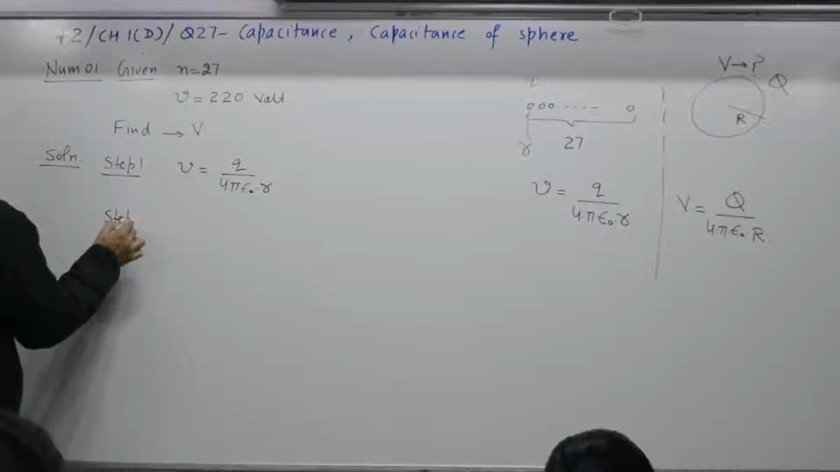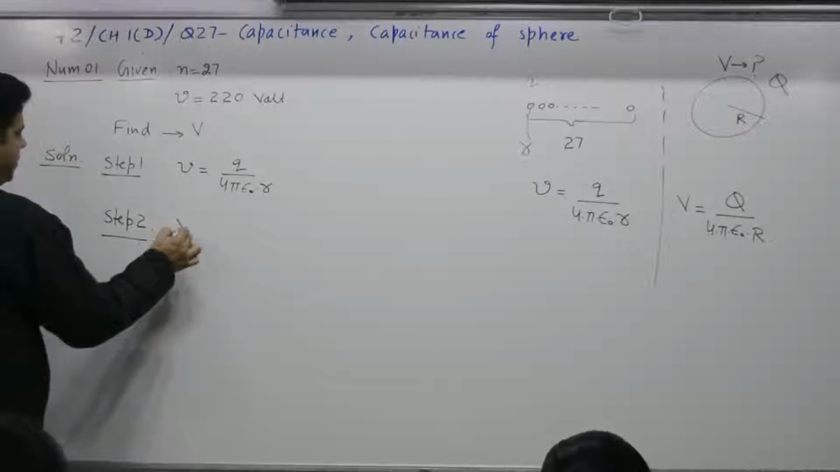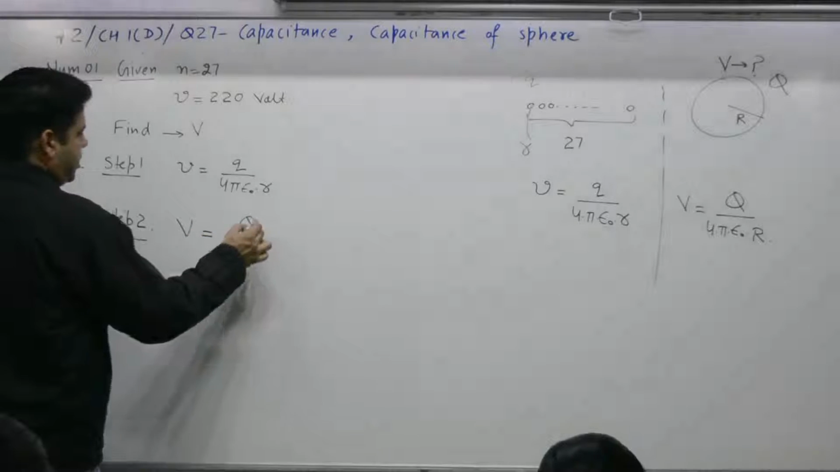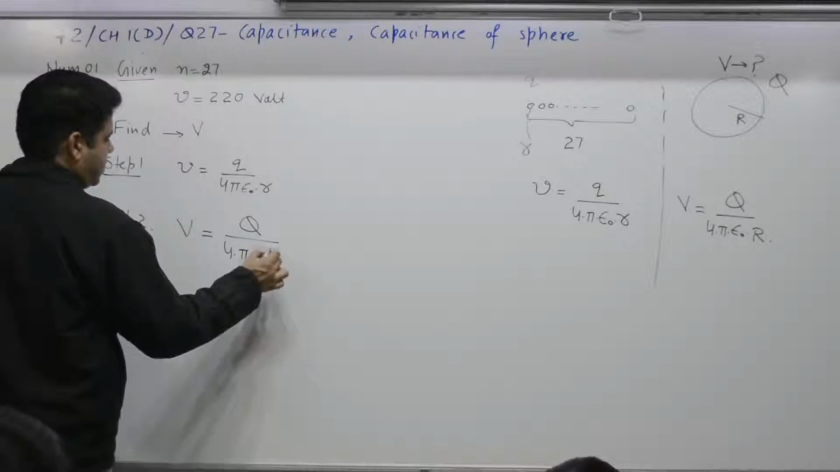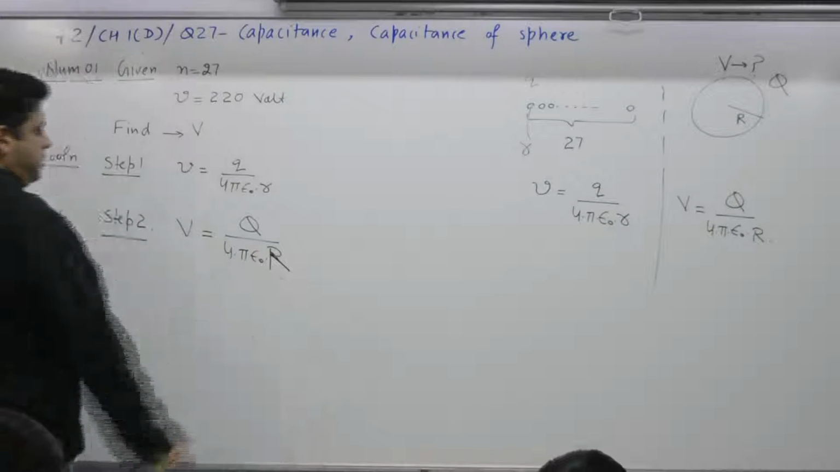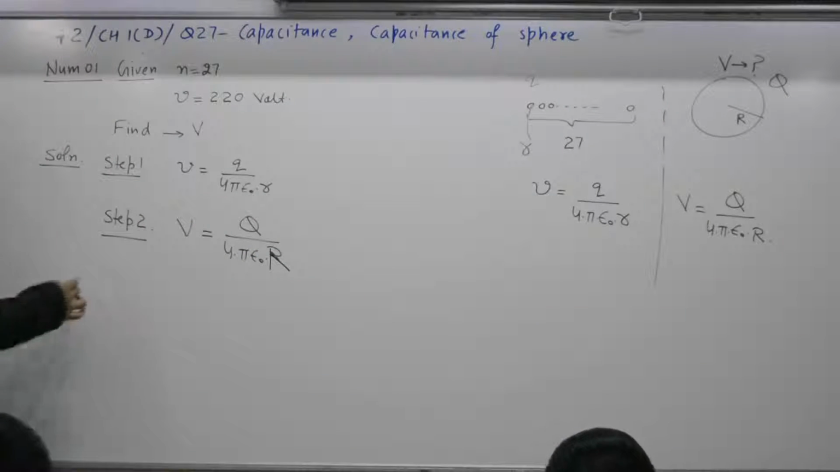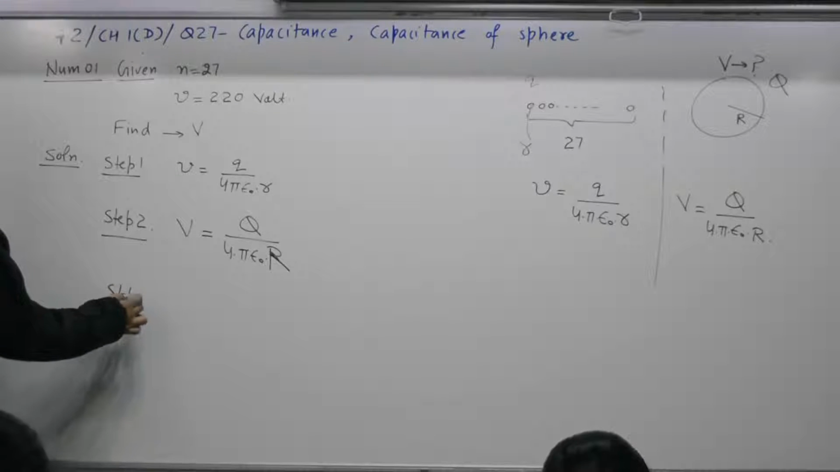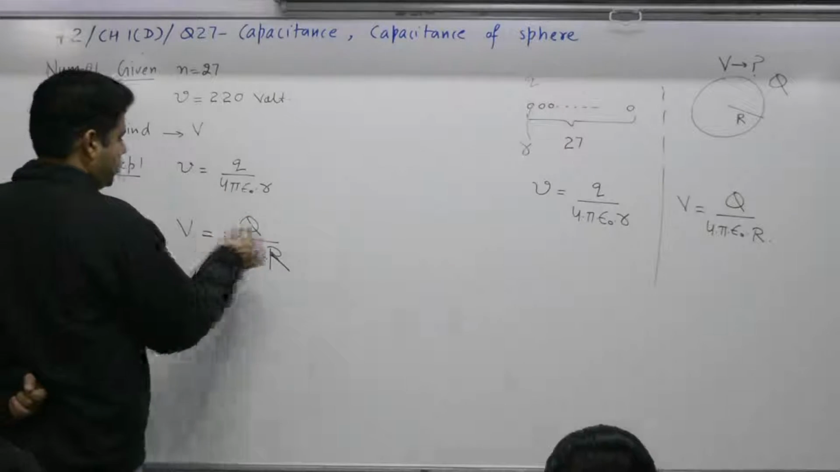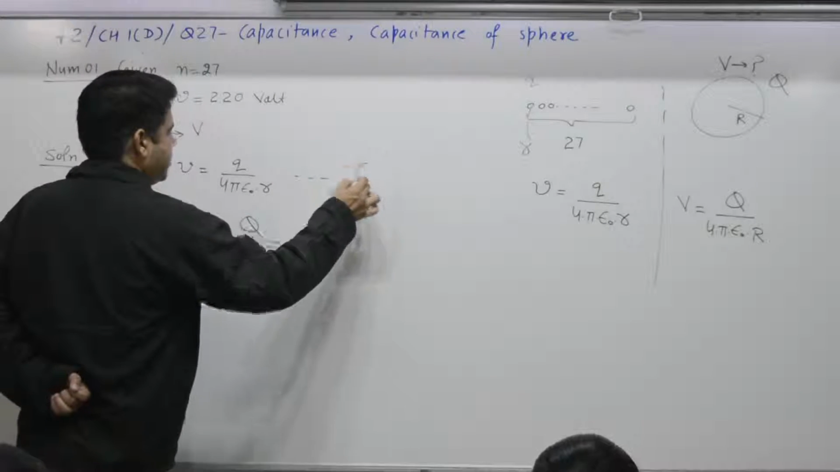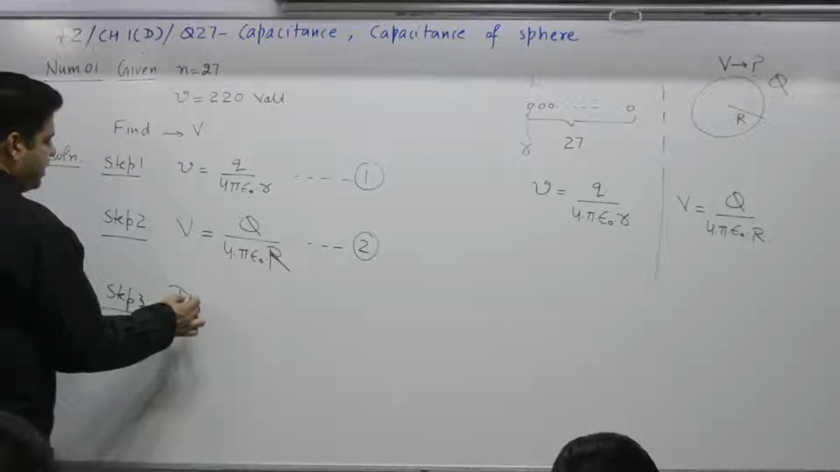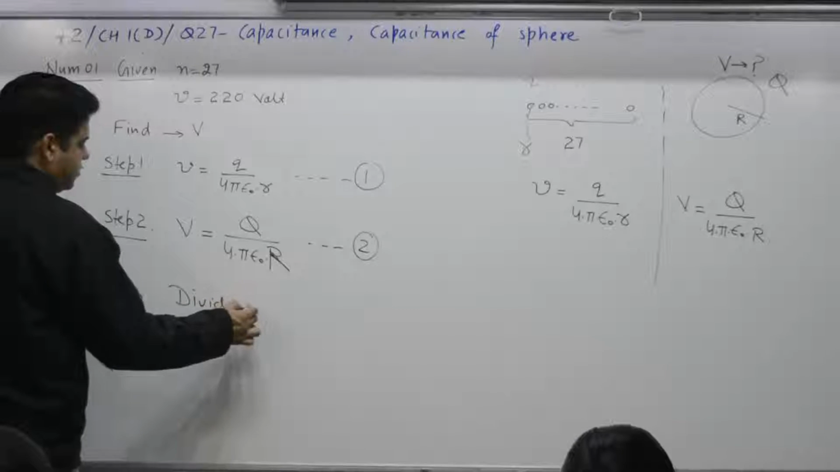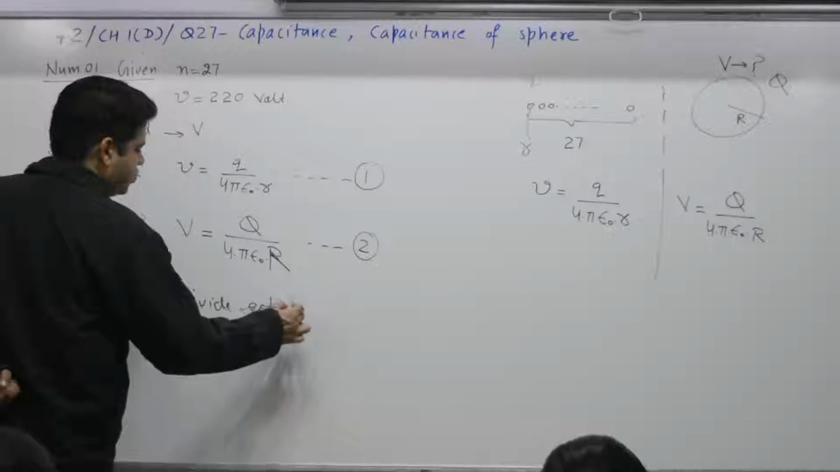Step 2, capital V is equal to capital Q over 4 pi epsilon naught capital R. Step 3, divide one by the other, 2 by 1. Say this is equation number 1, this is equation number 2. Divide equation number 2 by 1.